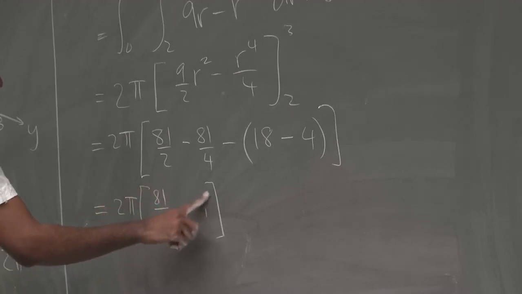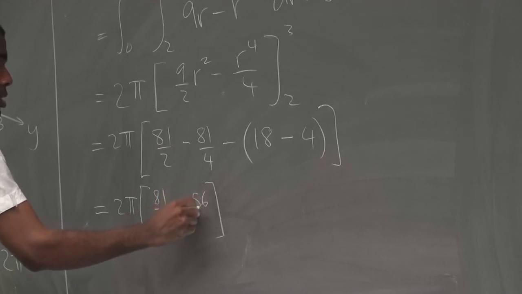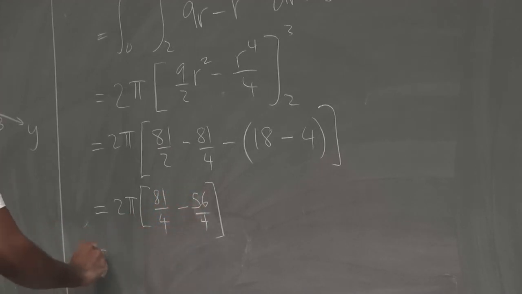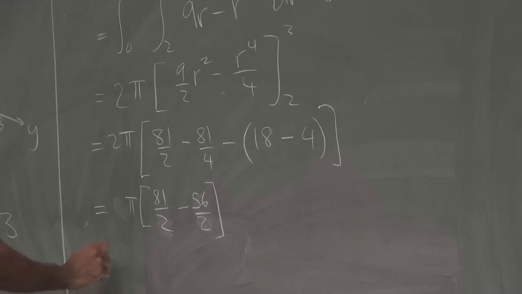14 is what over 4? 56 over 4. So this just becomes this over 2, that over 2. So it's just what? 81 minus 56 is what? 25. Huh? 25. 24. Yeah, 24.